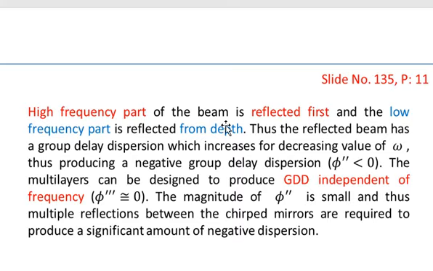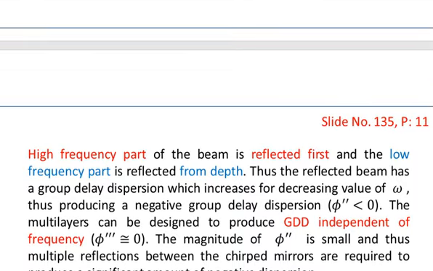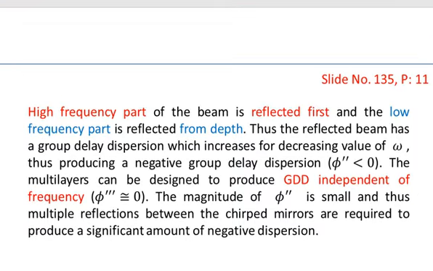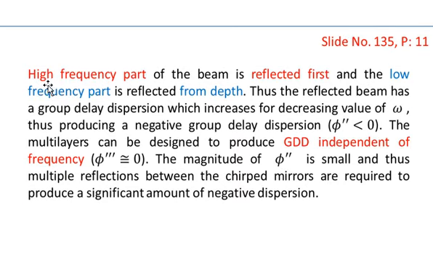High frequency part of the beam is reflected first. Now, as far as the chirped multi-layer dielectric mirror is concerned, I am going to explain what happens physically when we use such mirrors. High frequency part of the beam is reflected first, and the low frequency part is reflected from depth. Thus, the reflected beam has a group delay dispersion which increases for decreasing value of omega, thus providing a negative group delay dispersion. Phi double prime can be made negative.